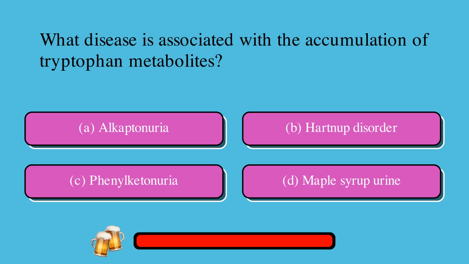What disease is associated with the accumulation of tryptophan metabolites? A. Alkaptonuria, or B. Hartnup disorder, or C. Phenylketonuria, or D. Maple syrup urine. The correct answer is B. Hartnup disorder.